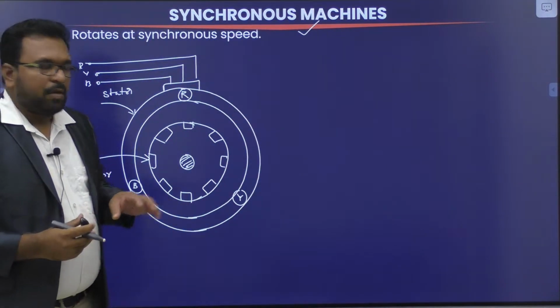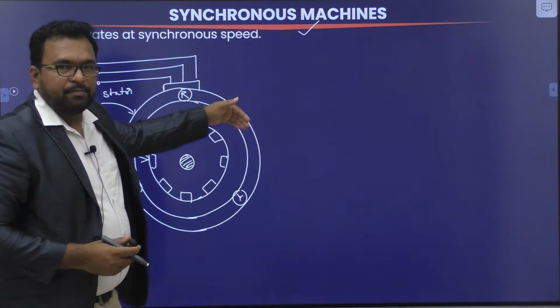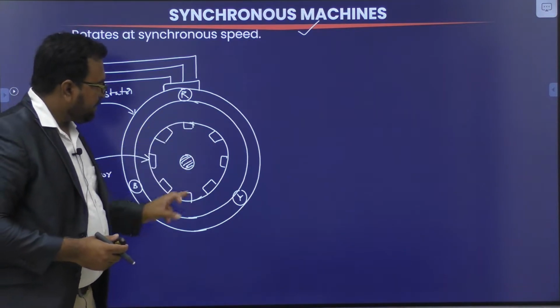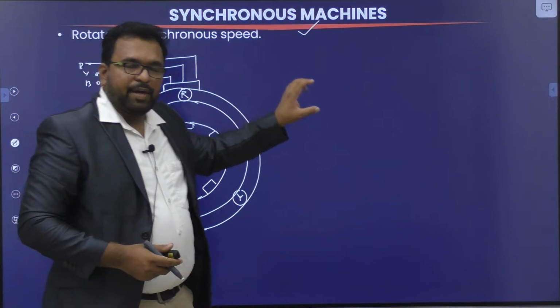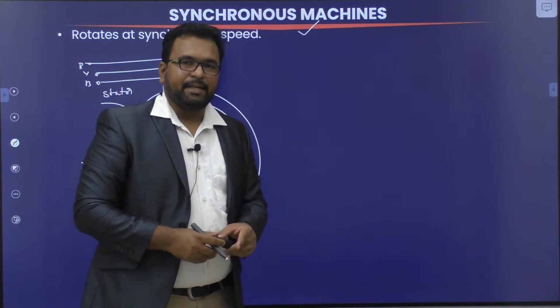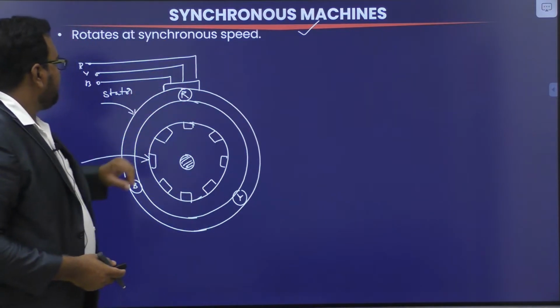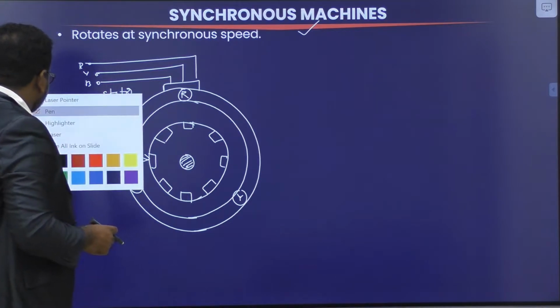We provide the field winding in the rotor and the armature winding in the stator. That means we give excitation to the field winding present in the rotor, the rotating part, in case of synchronous machines. Let us discuss more about the synchronous machines.